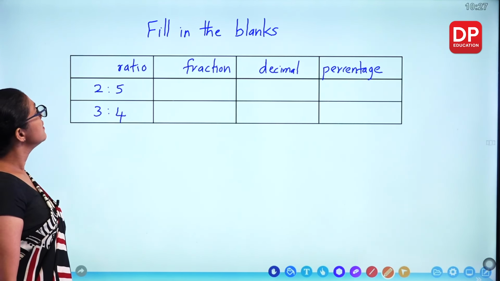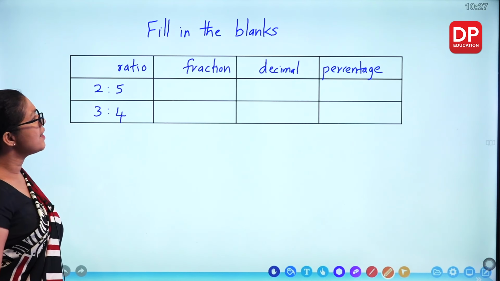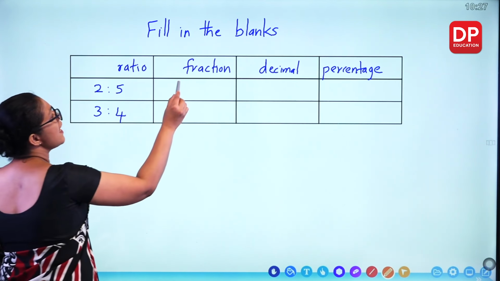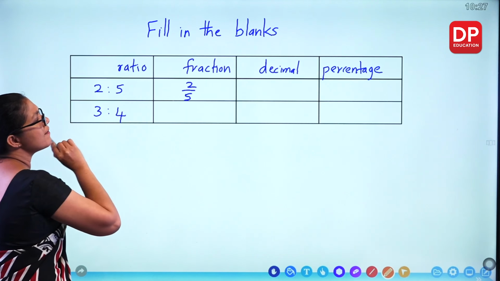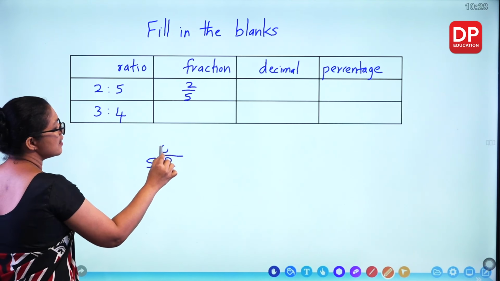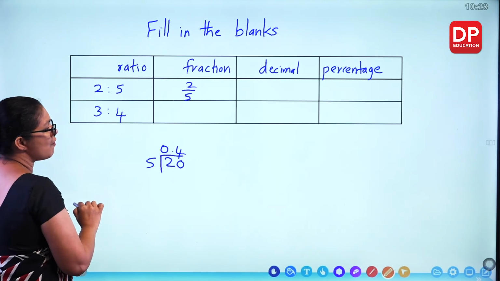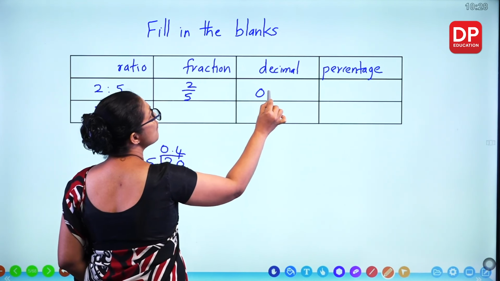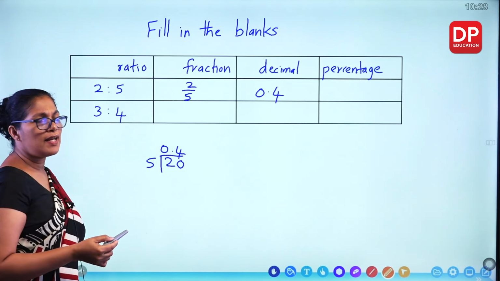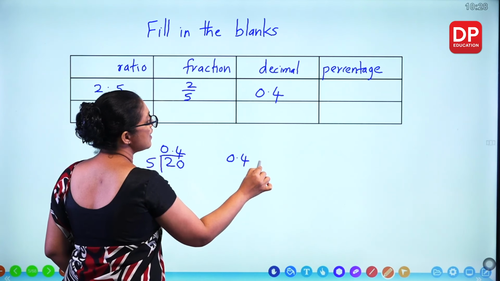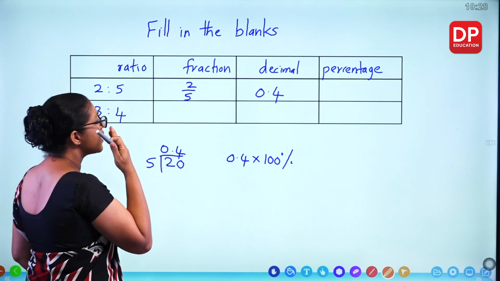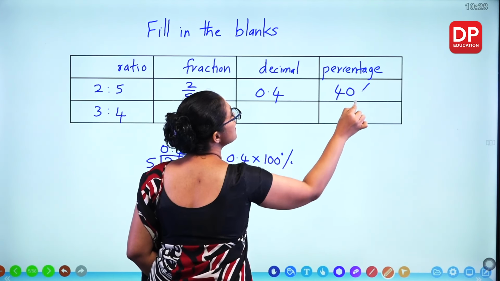Fill in the blanks. You have been given the ratio and you are asked to write down the fraction, decimal and percentage value. So 2 to 5 we can write as 2 over 5. As a decimal, that means 2 divided by 5. Long division. For 20, that's 4. 5 times 4 is 20. So 0.4 is the decimal value. So how can we find out the percentage value? We multiply by 100. 0.4 multiplied by 100, you get 40. So answer is 40%.